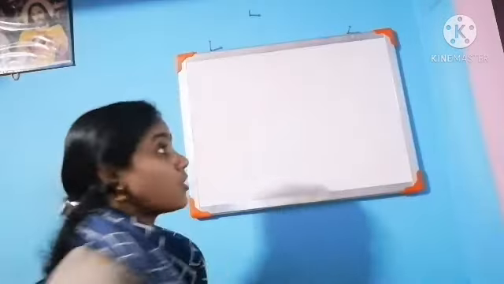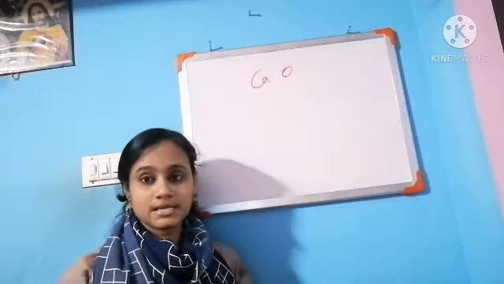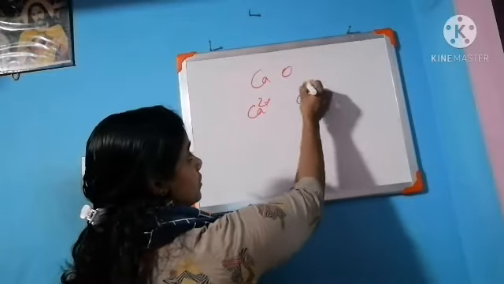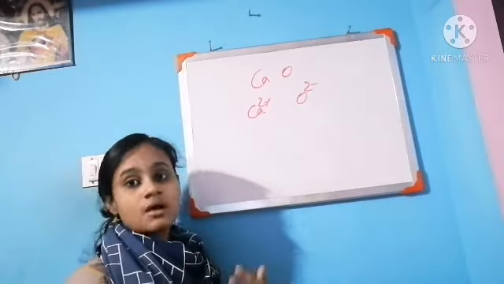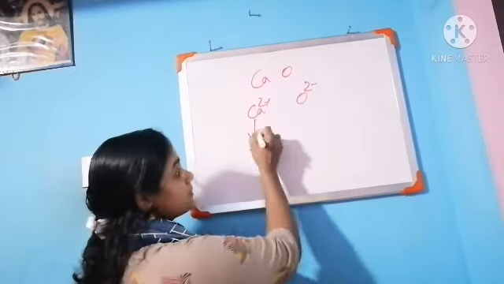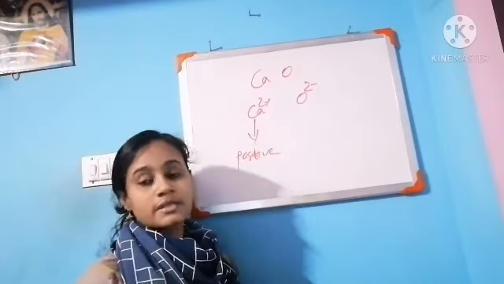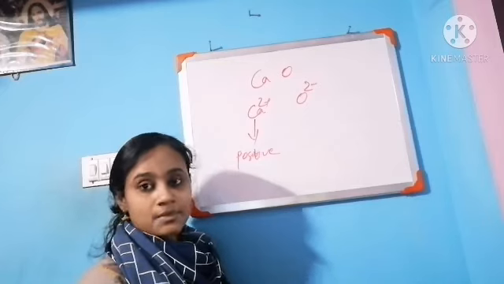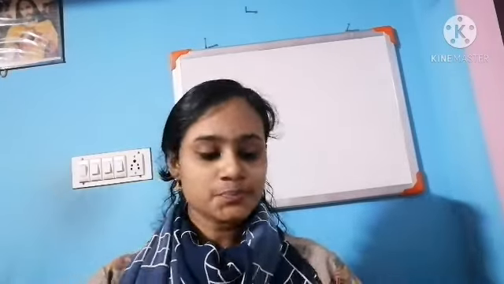Calcium oxide, CaO. We know calcium valency is 2 and oxygen valency is 2. So Ca2+ and oxide O2-. Calcium 2+ is a positive radical, basic radical or cation. The oxide portion is the negative radical, an acidic radical or anion. Is it clear?